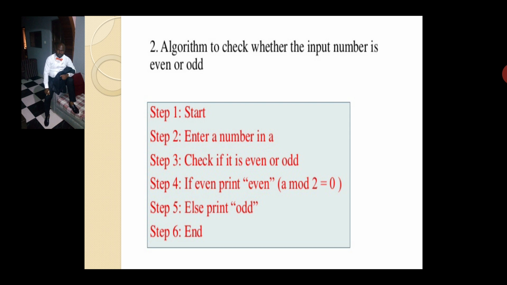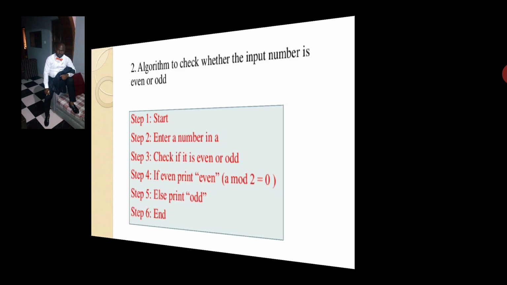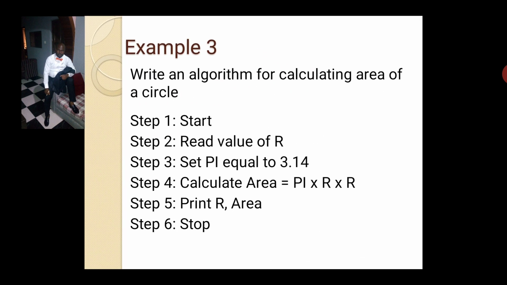Now look at step 5. Else, print odd. So it means that if the remainder is not equal to 0, the computer should print odd. But if the remainder is 0, the computer should print even. So step 6, you end the program. That's the algorithm.